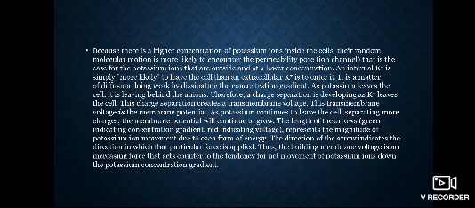As potassium leaves the cell, this charge separation creates a transmembrane voltage. This transmembrane voltage is the membrane potential. As potassium continues to leave the cell, it separates more charges, and the membrane potential will continue to grow. The length of the arrows represents the magnitude of the potassium ion movement due to each form of energy. The direction of the arrow indicates the direction in which the particular force is applied. Thus, the building membrane voltage is an increasing force that acts counter to the tendency for net movement of potassium ions down the potassium concentration gradient.